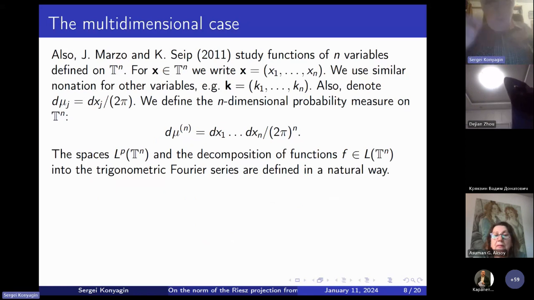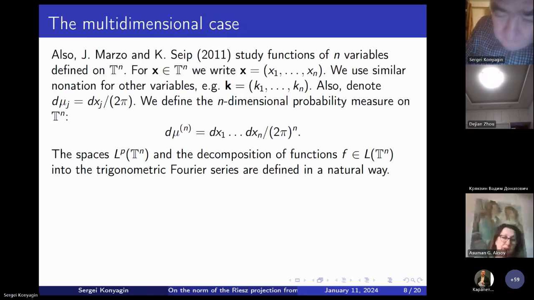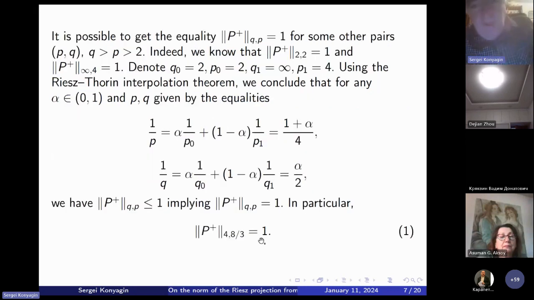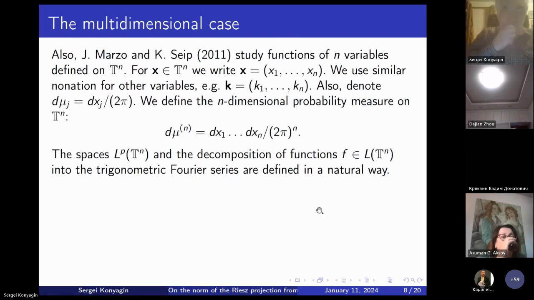Okay, now we turn to the multidimensional case. Maybe it is an interesting question to find all pairs Q and P for which the norm of the Riesz projection is 1. Marceau and Seip in their paper also studied finite dimensional spaces and infinite dimensional spaces.